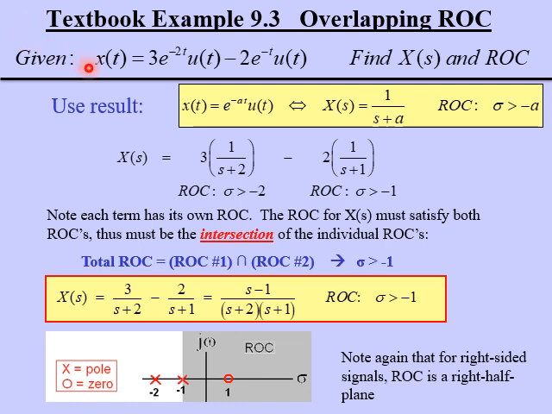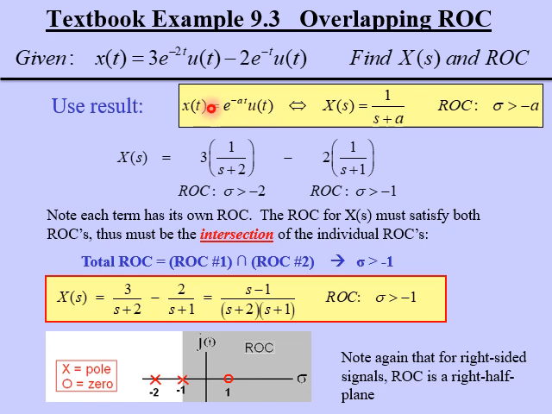So suppose we're given the following signal. x of t is equal to 3e to the minus 2t times the step function u of t, minus 2 times e to the minus t times the step function u of t. And our goal here is to find the Laplace transform, x of s, and its region of convergence. So what we're going to do here is use our previous result, the Laplace transform pair for the exponential function, which we determined in an earlier video.